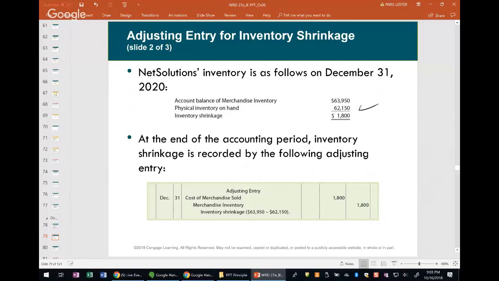All right. And people have gotten together before too, in cahoots, that work together to steal stuff. That's employee pilfering. Anyway, for that entry, you've got to bring your inventory down 1,800, and you credit inventory to do that. And you put the debit in cost of goods sold.